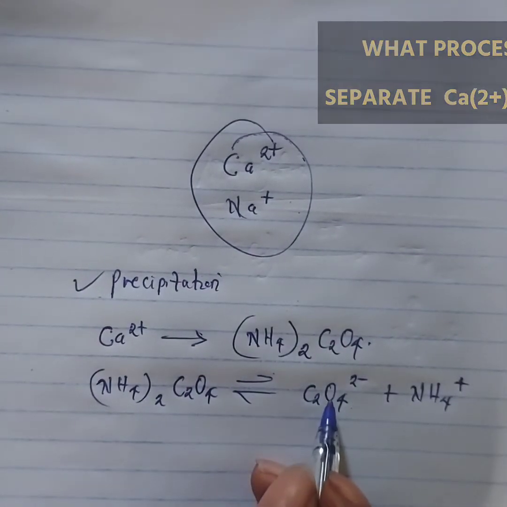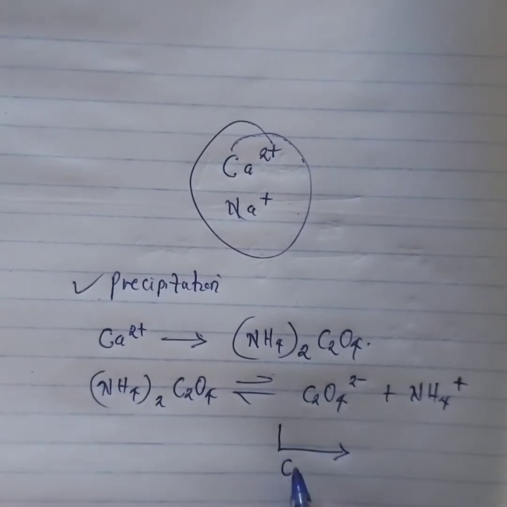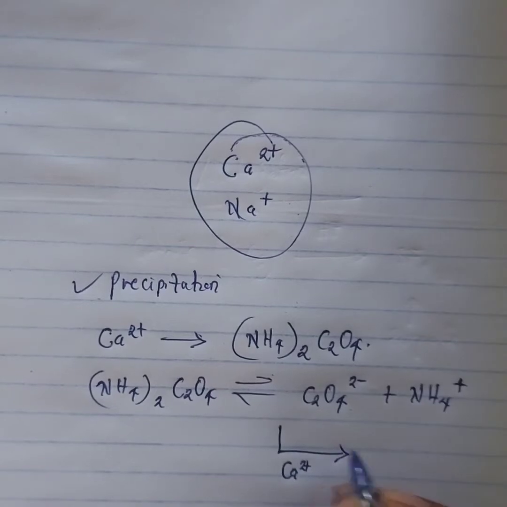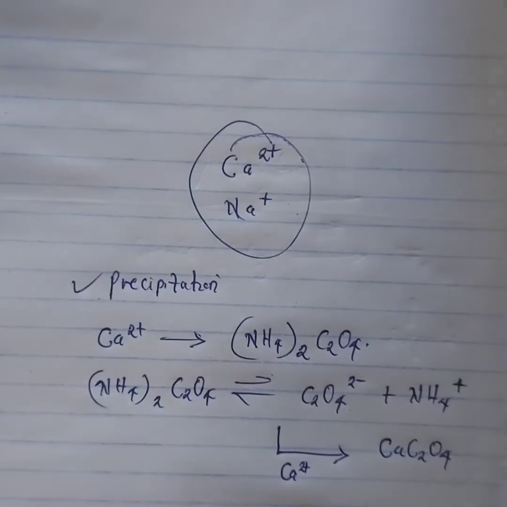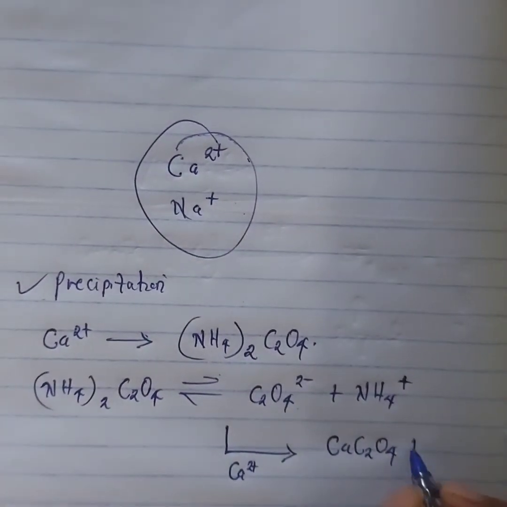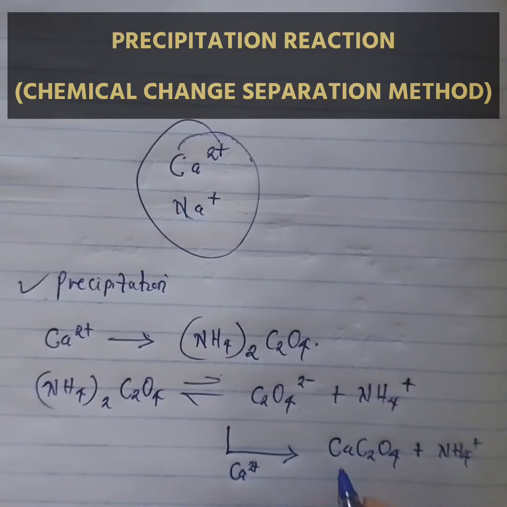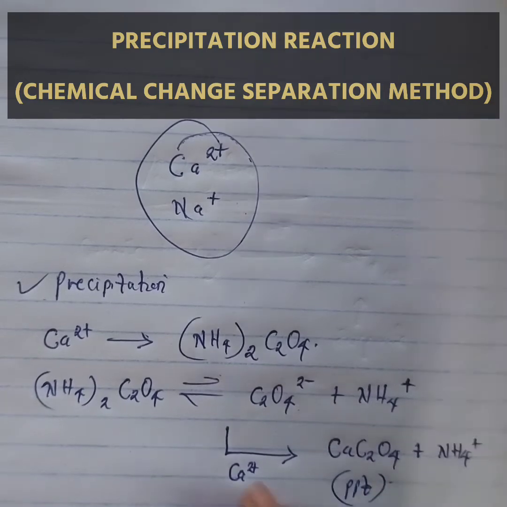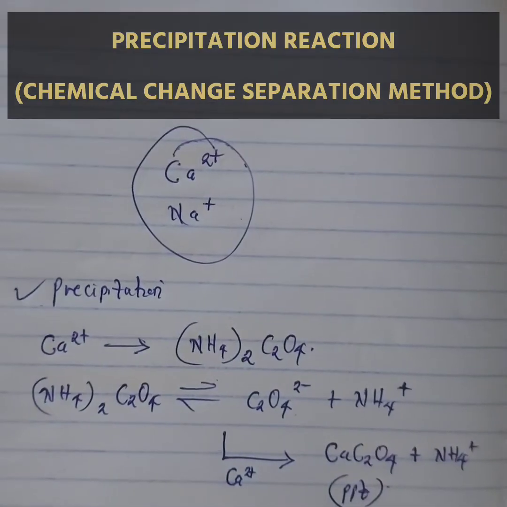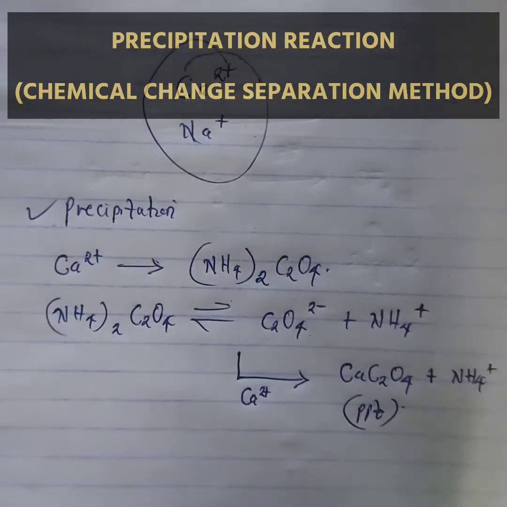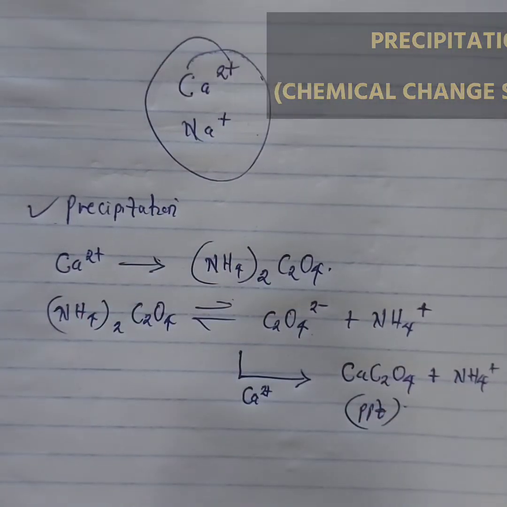Now, calcium ion will react with this. So when calcium ion reacts with this, definitely we are going to have calcium oxalate plus the ammonium ion. Anyways, definitely this is a precipitate. So that means in the presence of ammonium oxalate, which is the precipitating agent, calcium oxalate will be produced. Now, remember we have sodium ion in solution.